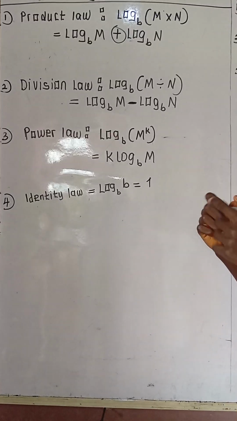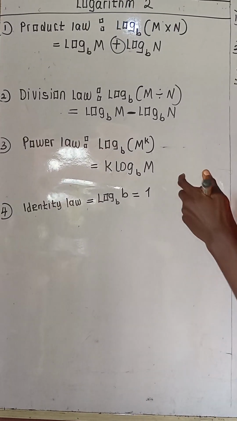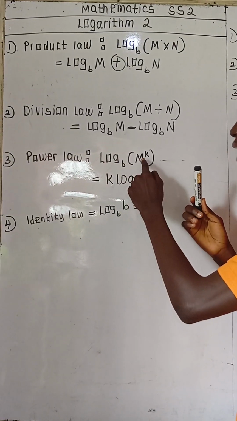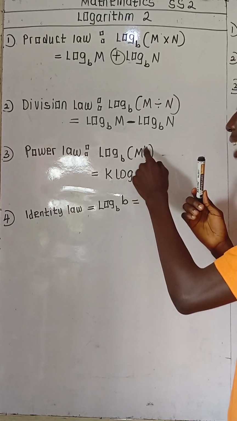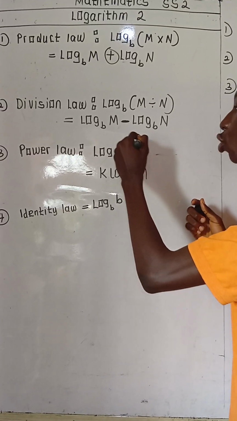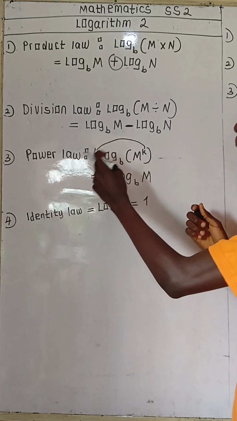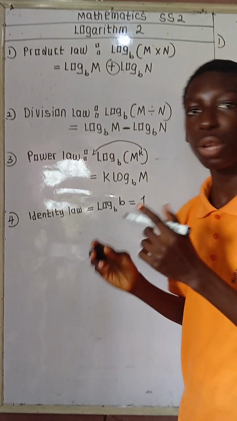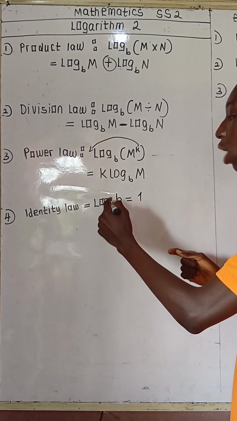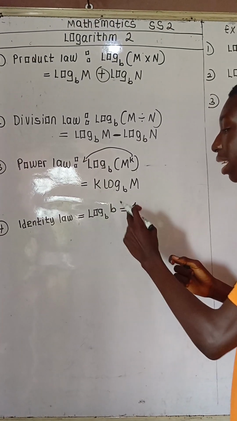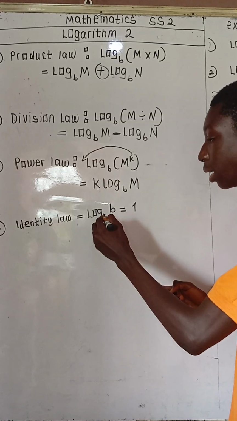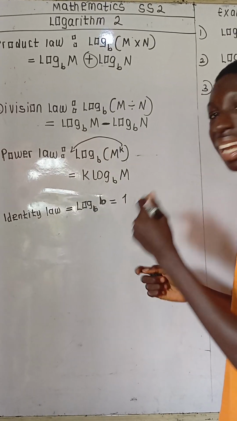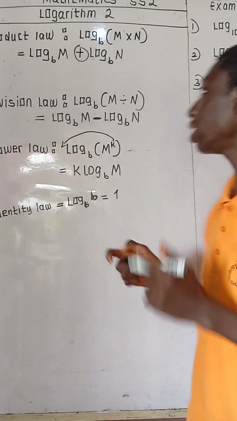Then we have the power law. The power law is very simple in the sense that when you have the base and the actual number is having a power, this power will transport itself over to the front of this place, making it a normal number. And then lastly, we have the identity law. It says that log b base b is equal to 1, meaning if the base number and the actual number are the same figures, then it equates to 1.